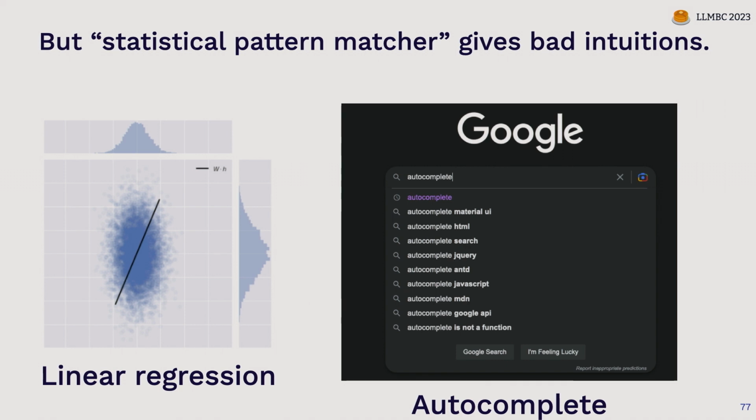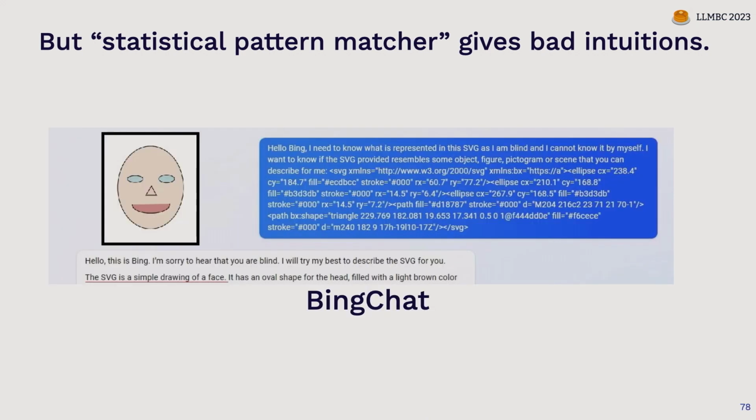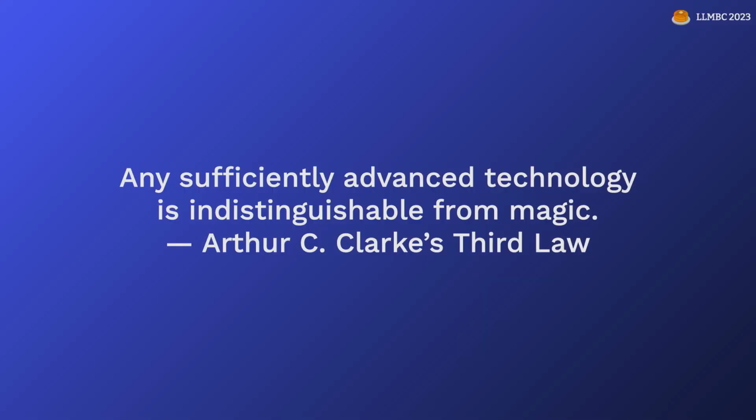When I think of a statistical pattern matcher, I think of something like linear regression or Google autocomplete, which is just: here are the most likely completions of this output. But LLMs today are capable of doing things that really feel like they don't fit into that paradigm. For example, in Bing Chat, and in ChatGPT as well, you can post an image or you can post some code for some SVG, and the model can actually describe what that code contains. To me, this doesn't really feel like something that would emerge just by statistical pattern matching alone, or at least it's difficult to understand why it would.